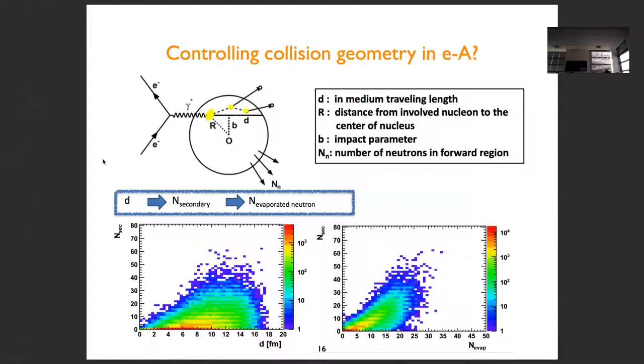I understand what you say. When we wrote this paper, we kind of played with what the coherence length is and things like that. We played with it, but of course the b is still a well-defined concept at small x. So you can say you have collisions at different b's, and it's a well-defined concept.